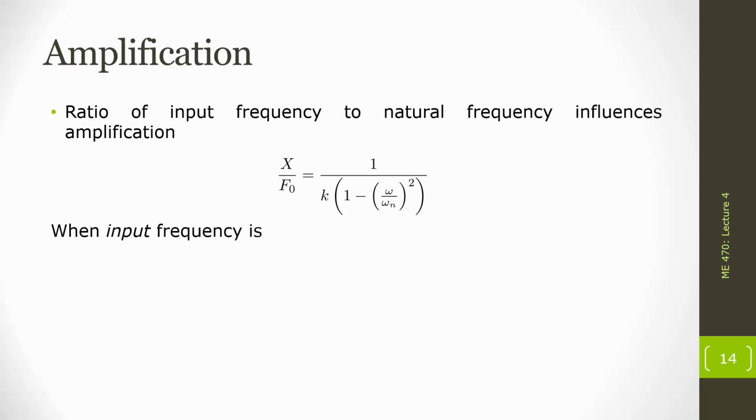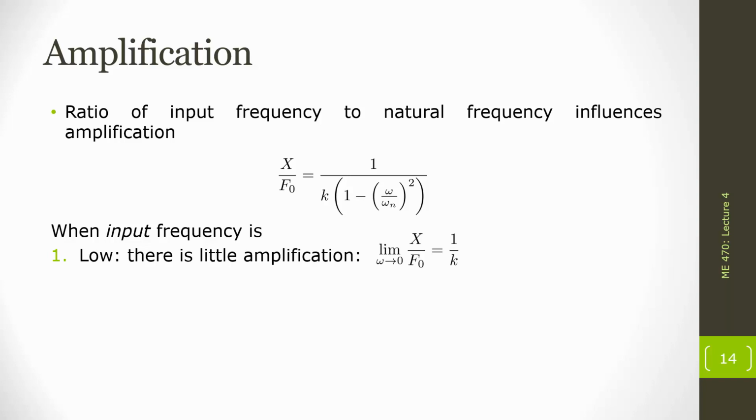So what happens if our omega value is small? If we have a low input frequency, we're going to see that there is little amplification. If we let this omega value get really small, we're going to have 1 minus a really small number. So that's going to leave us with just 1 over k. In the limit as omega goes to 0, this ratio is going to go to 1 over k. So low frequencies in these 1 degree of freedom systems give us little amplification.